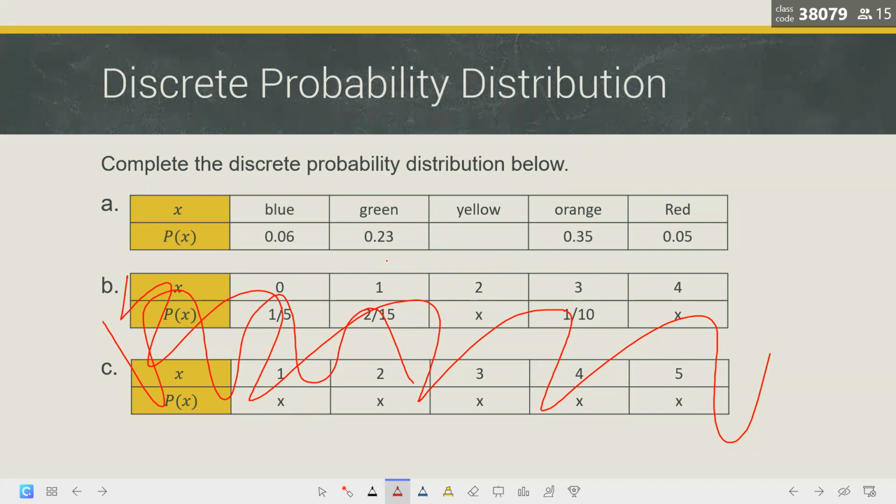Ngayon, knowing that meron kayong data ni blue, green, orange, and red, what do you think is the probability when you get a student whose favorite color is yellow? So what's the answer? Do you have any idea? Sige, I'll be giving you 1 minute. Sir, try lang. Sige. What's the answer?